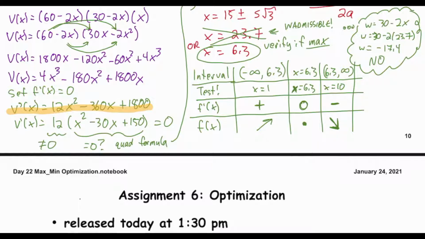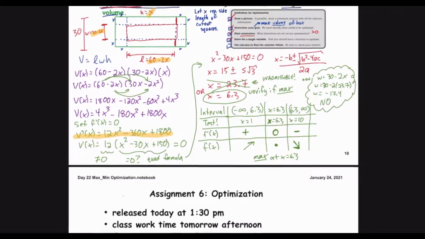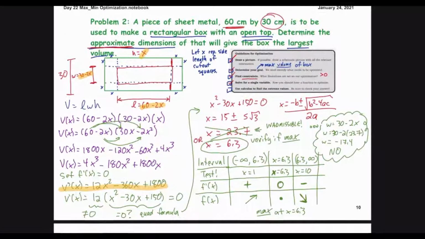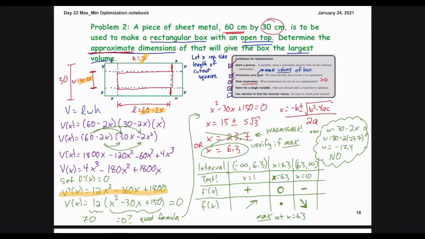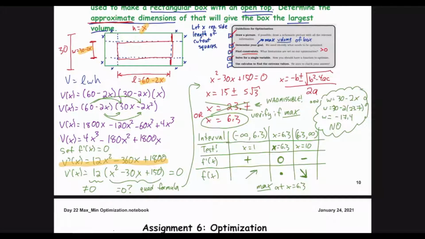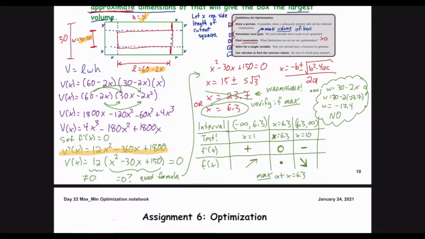So what does this mean? I have the increase-decrease pattern. That means that I have a max at x equals 6.3. And so let's actually finish answering our question. The question asks us, what are the approximate dimensions of the box? So far, all I've done is find x. I've proven that it's a maximum. I've gone through the optimization problem. Now I need to interpret my result.